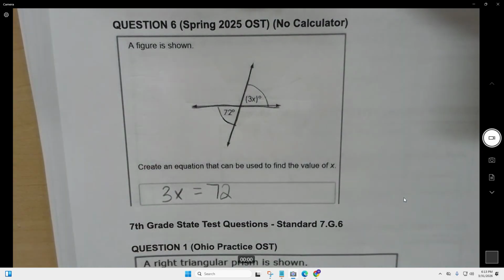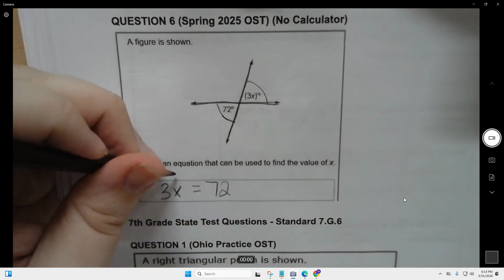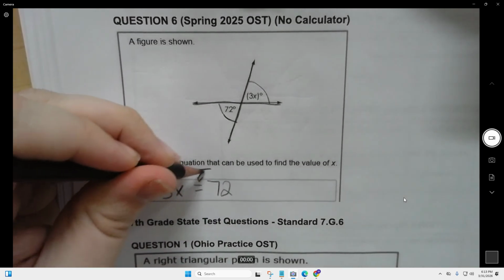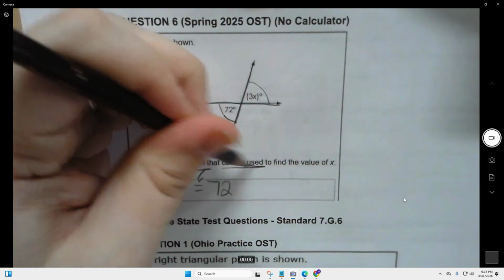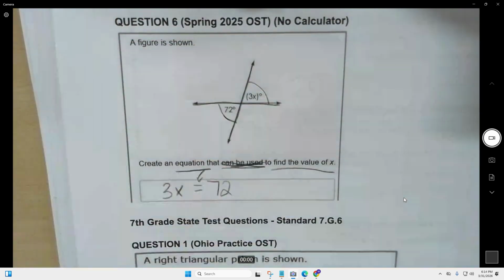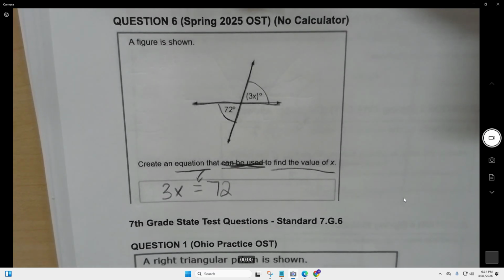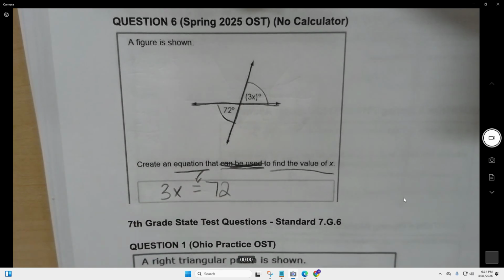And you don't have to go any farther than that. Because all this says is create an equation. An equation has an equal sign. Huzzah. That can be used to find the value of x. It doesn't say create an equation and find the value of x. It says create an equation that you can use to find the value of x. You can use this to find the value of x. So you're done. That's it. Don't touch it.